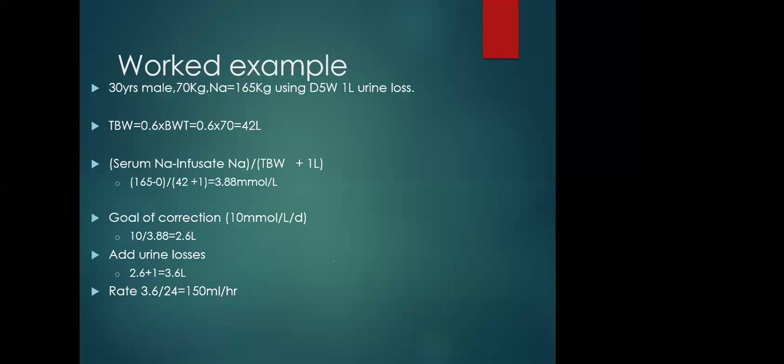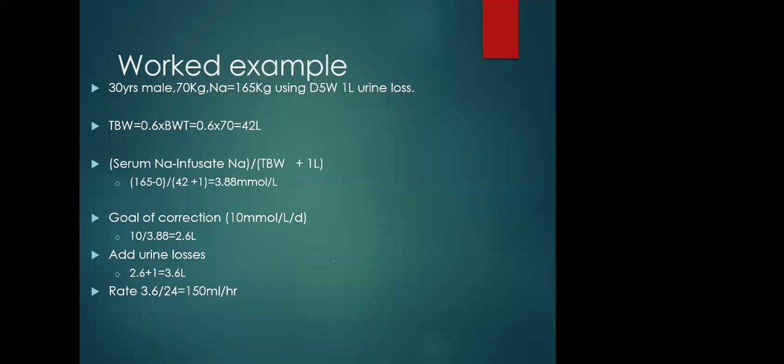Let's take a 70-year-old male who's 70 kg and he has a sodium of 165, and we are going to use D5W to correct this. Remember that if this patient is also losing sodium in urine, you also have to correct the urine losses. Sorry, fluid loss from the urine. So you have to know the total body water of this patient. So you take 0.6 multiplied by body weight, you get about 42 liters. So you have to know the difference in the sodium of the patient and also the type of the fluid you are going to give.